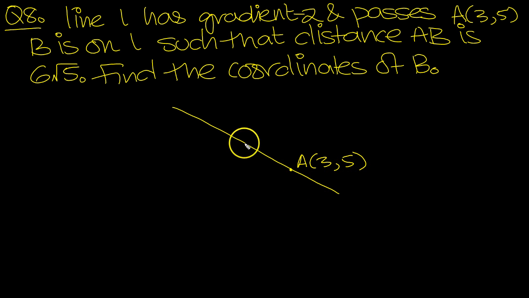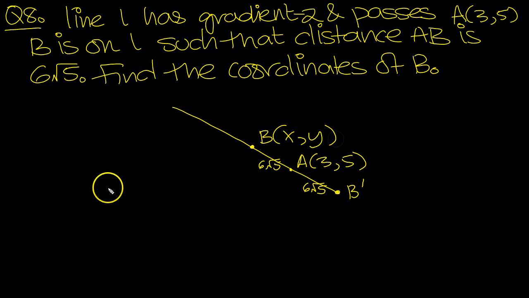B is on L such that the distance AB is 6 root 5. So this distance B, or B dashed, is 6 root 5. This is 6 root 5 as well. Okay, these are the two possible positions for the coordinates of B. Okay, so let's let B be x, y.